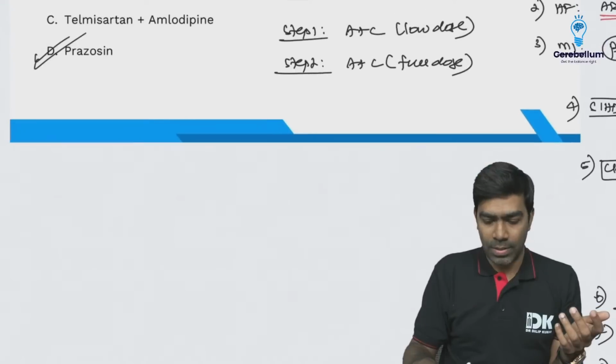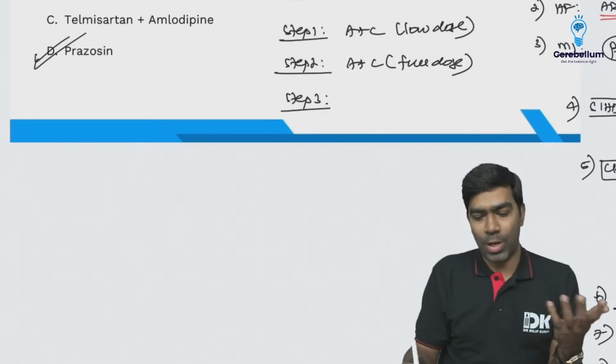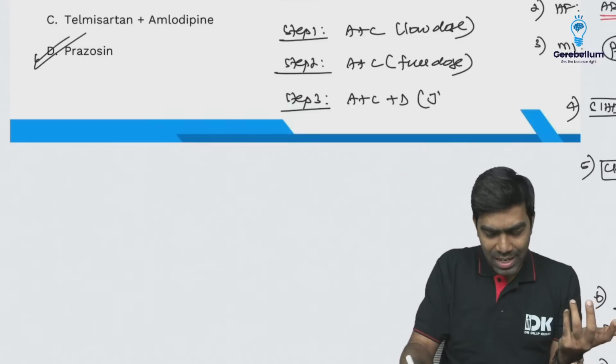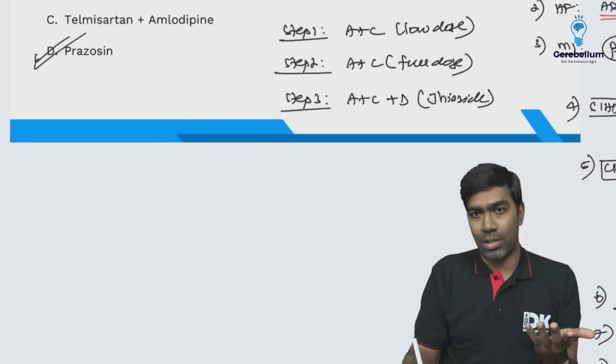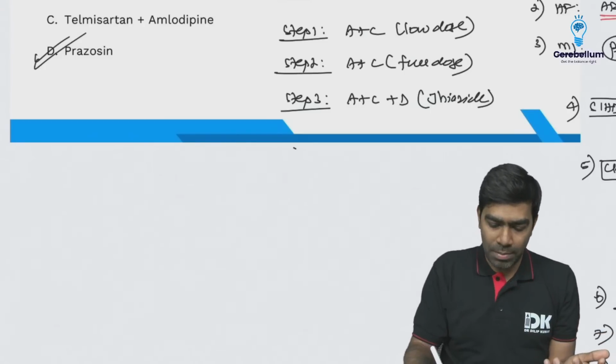Full dose, okay? What about step 3? Step 3, you can add a diuretic, A plus C plus D. Okay, this diuretic is generally a thiazide diuretic. Usually we add a thiazide diuretic, especially a thiazide-like diuretic, like chlorthalidone or indapamide.